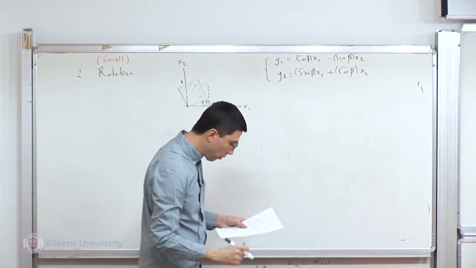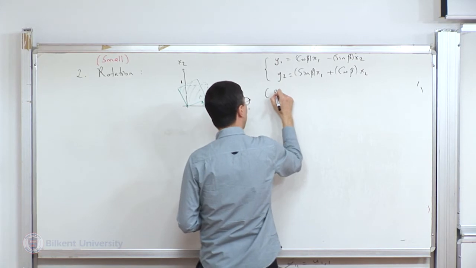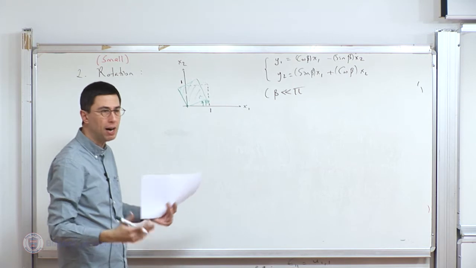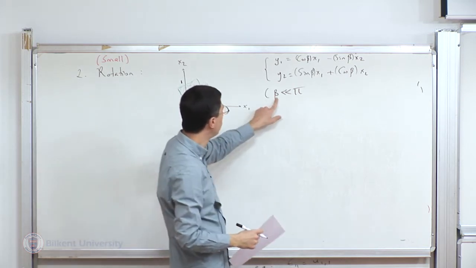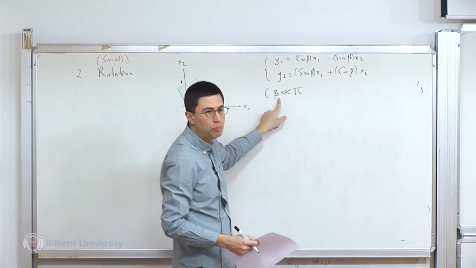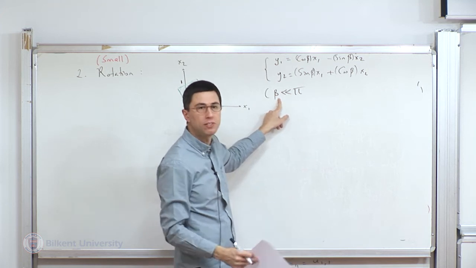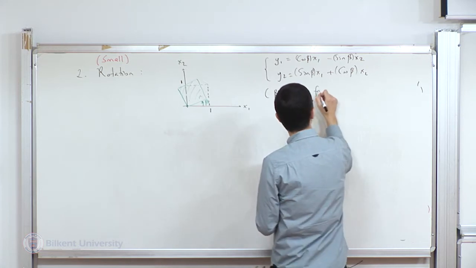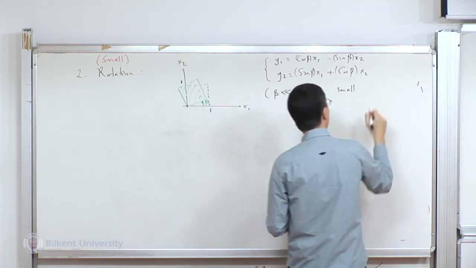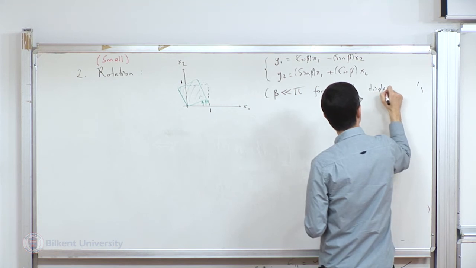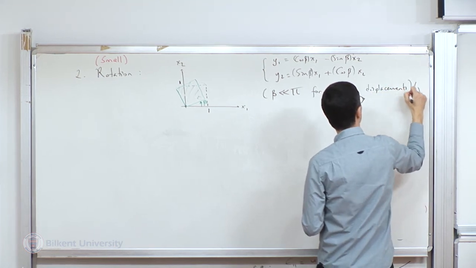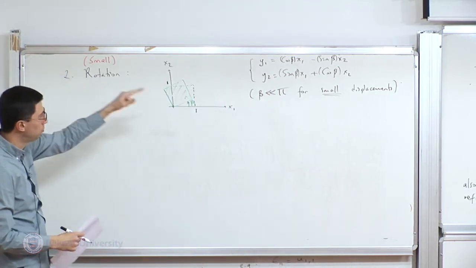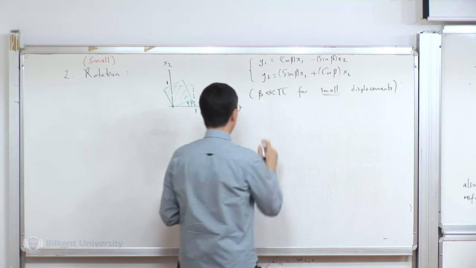Okay, so now I enforce the fact that beta is small. Small with respect to what? Pi. Okay, so it's not going to be pi over 2. It's not going to be pi over 3. It's going to be, let's say, pi over 20, something, or pi over 100, something small. And that is needed because in this course, as I have emphasized several times, we are interested in small deformations. So the rotation has to be small for the displacements to be small.